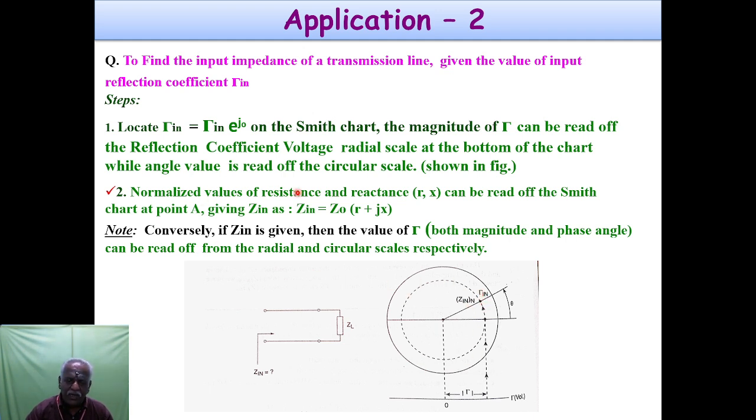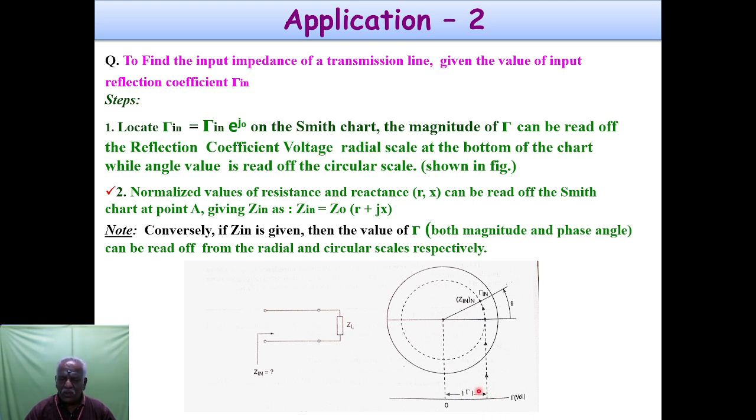The normalized value of resistance and reactance can be read off from the Smith chart at point A, giving Z input as Z0 into R plus jX. So the Z input value can be determined. It is Z0 into R plus jX. R plus jX you are reading here. Okay. So this point is the VSWR value. The corresponding gamma value is given here. So this can be described as a constant VSWR circle also. Okay. So locate gamma in. Gamma in is equal to e raised to j pi on the Smith chart. The magnitude of gamma can be read off the reflection coefficient voltage radial scale here.